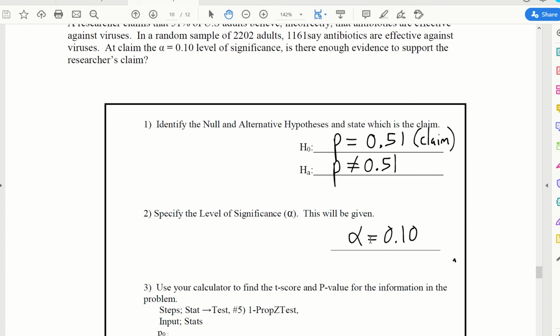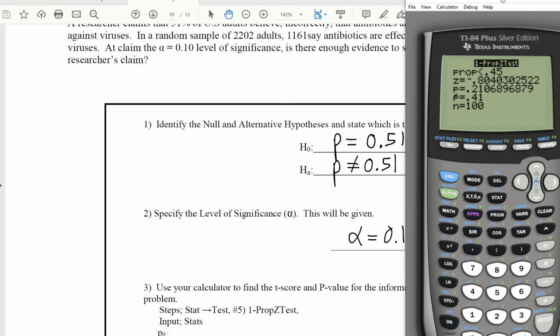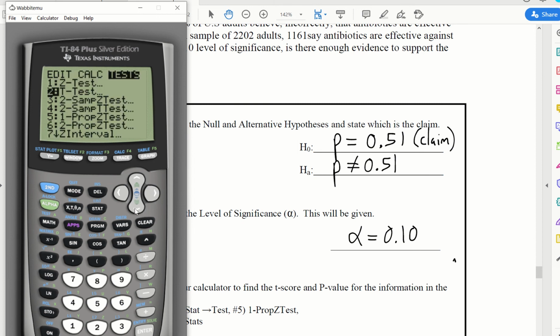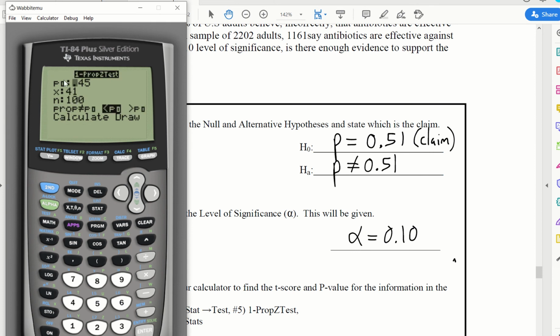Our level of significance alpha was 0.10. And we now have all the information we need to do our one prop z-test. So let's go ahead and do that. Again, this is under the stat menu. Go over to tests. Go down to option 5, one prop z-test, hit enter. The p naught value, or p0 value, is the one in the hypotheses. That's the 0.51.